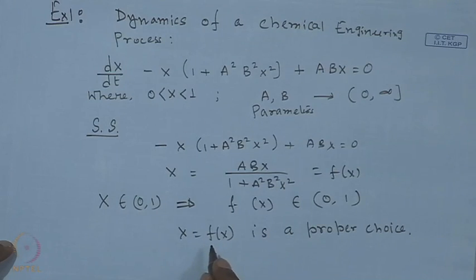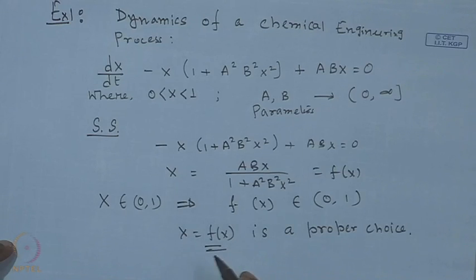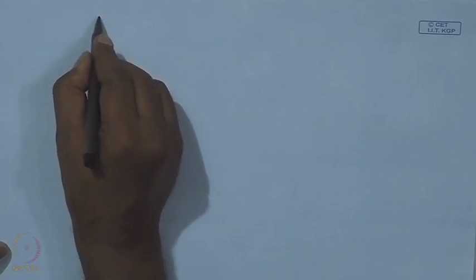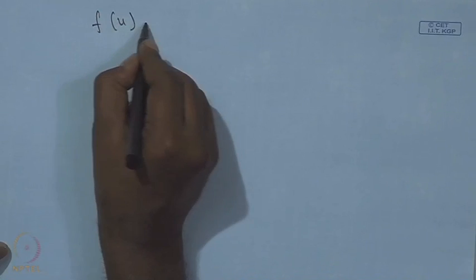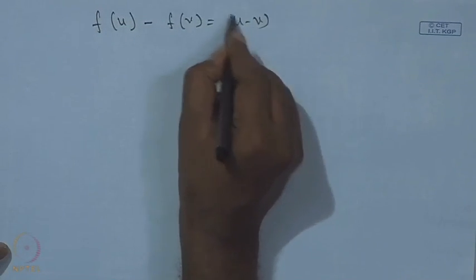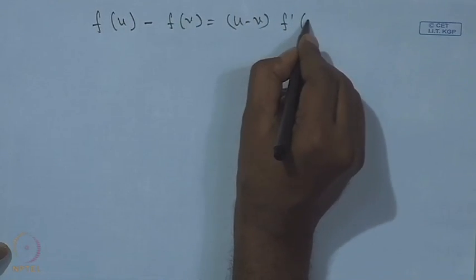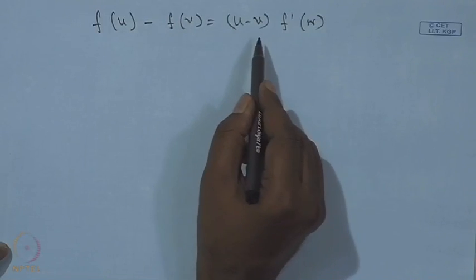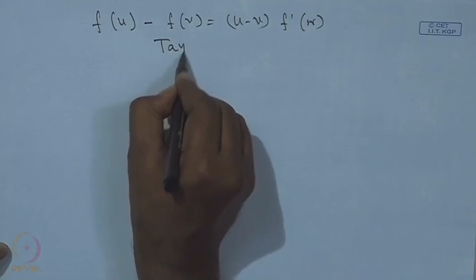There is a potential chance that this map can be treated as a contraction map, and we can identify the conditions that will come out if this map is a contraction map. So if that map is a contraction map, then we can use the formula f of u minus f of v is equal to u minus v multiplied by f prime at w, where w lies between u and v, and this relationship we get from the Taylor series expansion.